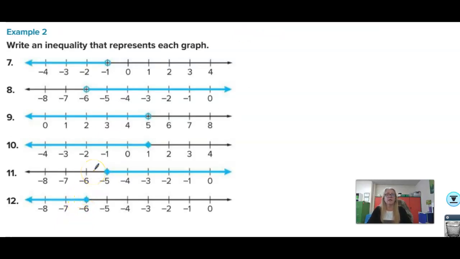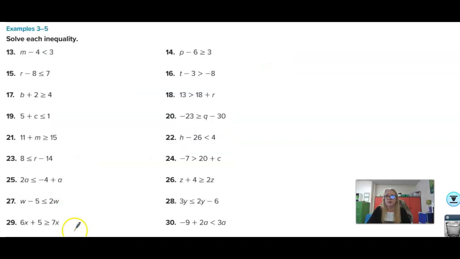Here, write an inequality that represents each graph. Okay, go ahead and use x or first initial or whatever. Okay, so this would be x is less than negative 1. All right, this would be x is greater than negative 6. You see what I'm doing? If they're colored in, remember to put the or equal to. Okay. Do all of those too. So right now you're doing 1 through 12 for sure. This is just too much, just too much.